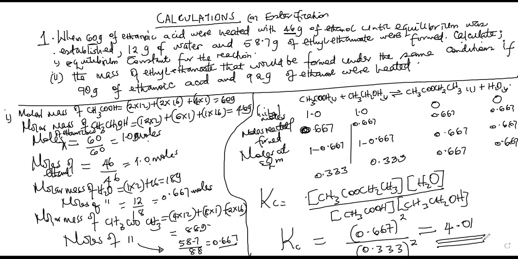Then part 2 wants us to get the mass of ethyl ethanoate. Remember, since this is a constant, we shall check on this value and we shall use it for the rest of the calculation. It won't change. So now the Kc value, we've already gotten it. Now they want the mass of ethyl ethanoate that would be formed under the same conditions if 90 grams of ethanoic acid and 92 grams of ethanol were heated. So for this case, we need to get new moles of ethanoic acid and new moles of ethanol.